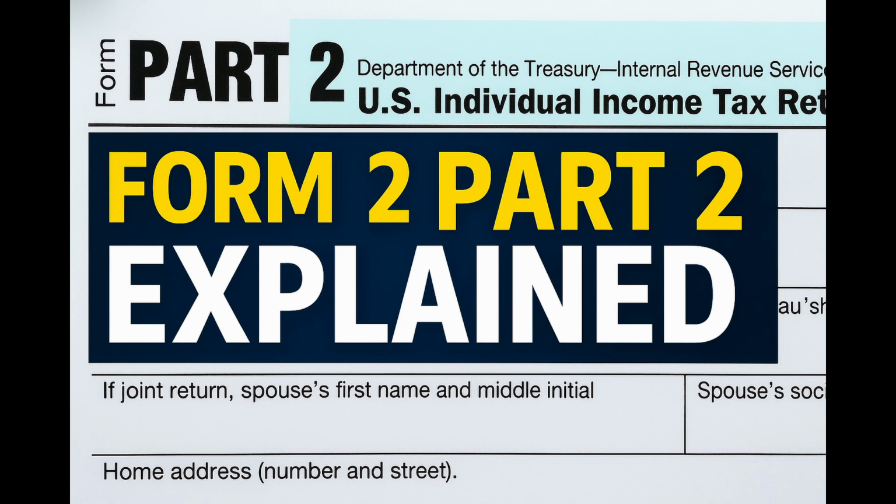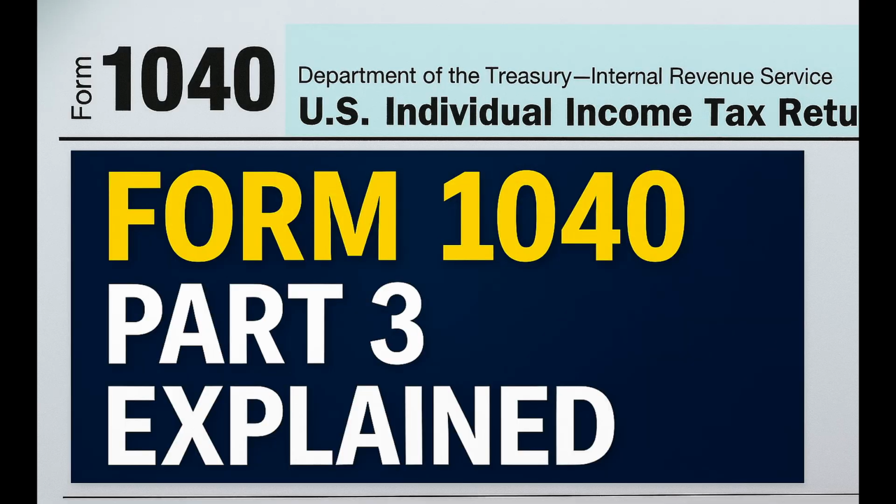And that wraps up Part 2, income. By now, you've entered every type of income and calculated your taxable income, which forms the base for your tax calculation. In the next video, we'll move on to Part 3, tax, credits, payments, refund, and amount you owe, where you'll see how your tax is actually calculated, how credits reduce it, and whether you're getting a refund or need to pay the IRS.